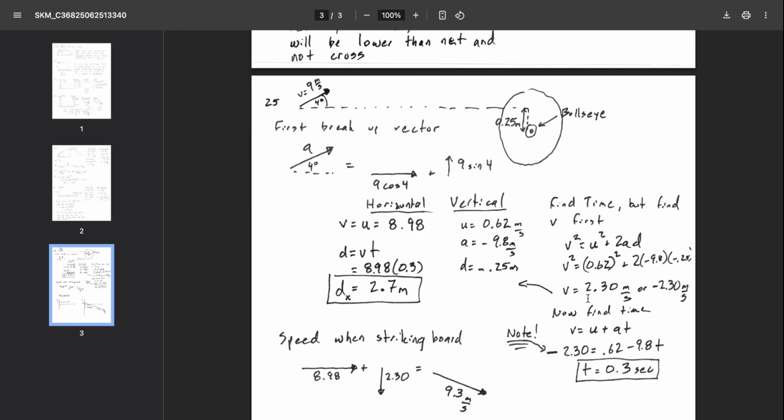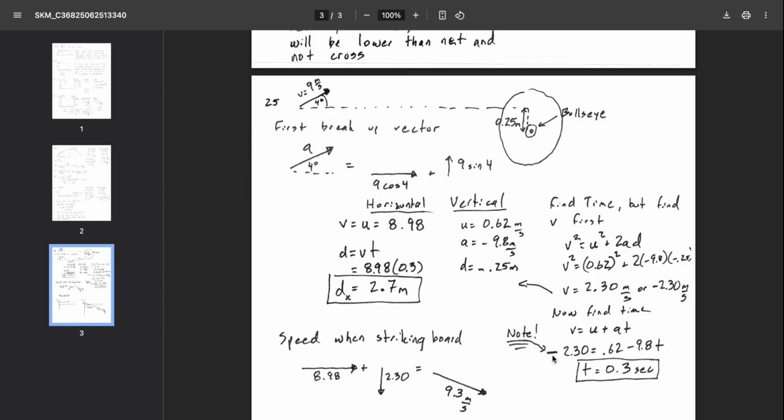So when I do that, I find my velocity, because I had to take a square root. It's either 2.3 meters per second or negative 2.3 meters per second. I have to make the determination. Because I know that it's falling at this point, I have to go with negative 2.3 meters per second. You just have to use your physics thinking on this. So now I'm going to find the time, because I now have the velocity. So I can say v is equal to u plus at. If this isn't negative, you're going to be way off.